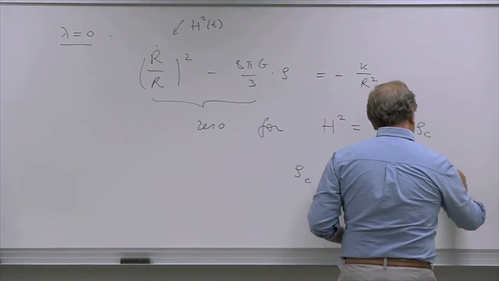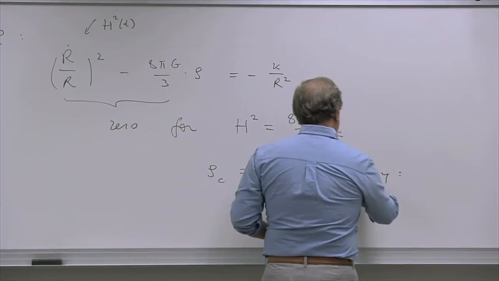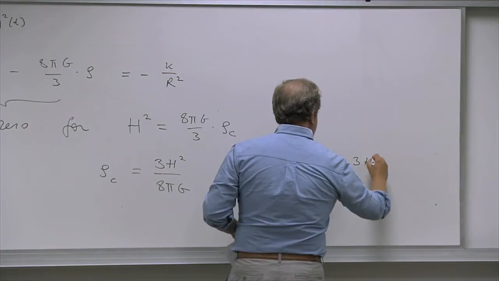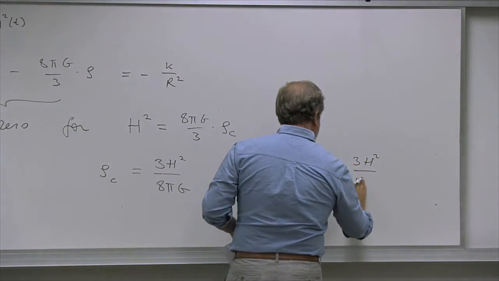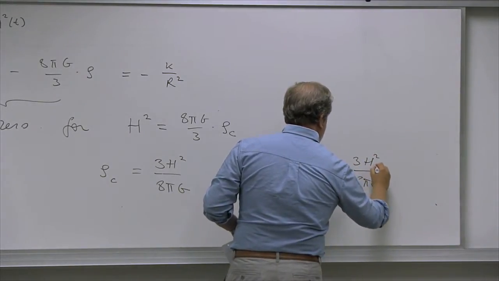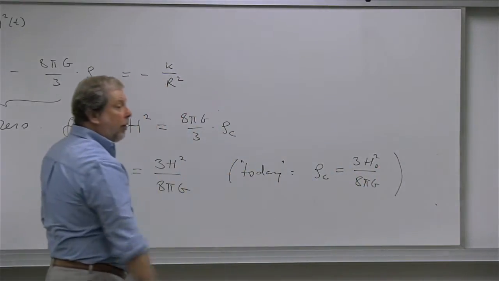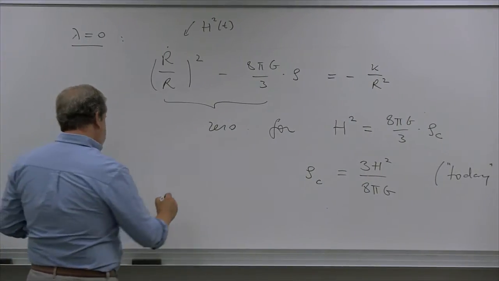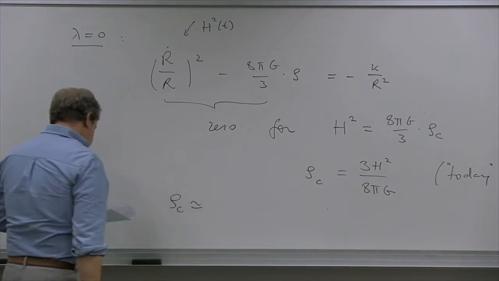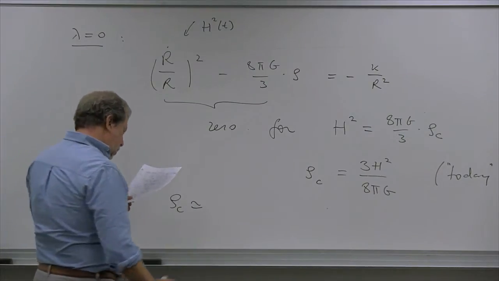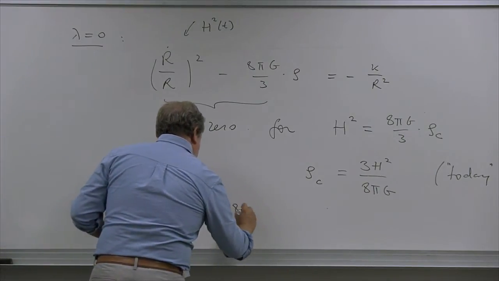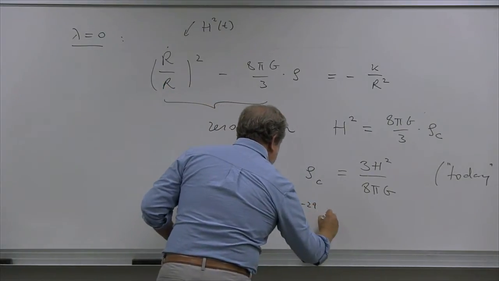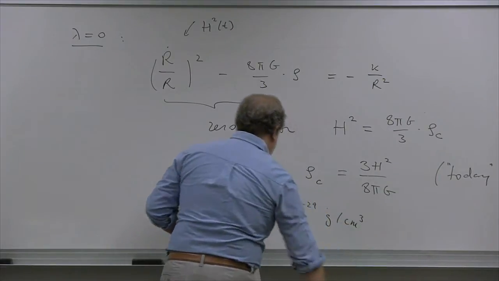So today, rho critical today is equal to 3 H squared divided by 8 pi G, measured today, so it would be H naught. And so we can try to figure out what that quantity is. If you put in the numbers, rho critical is about 1.88 h squared times 10 to the minus 29 grams per centimeter cubed.